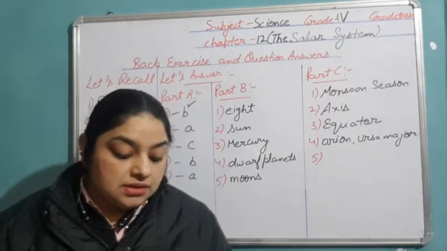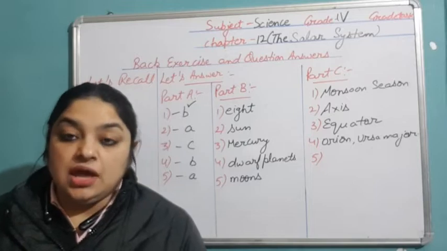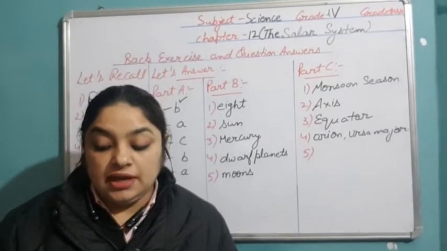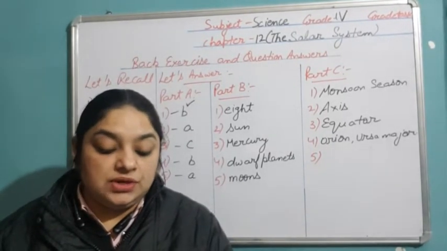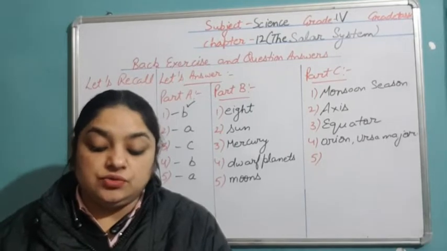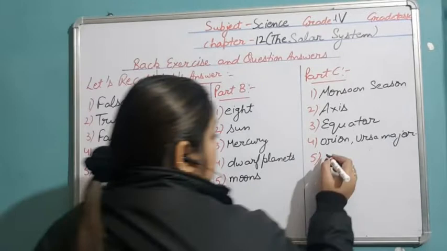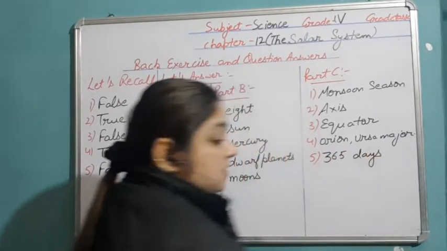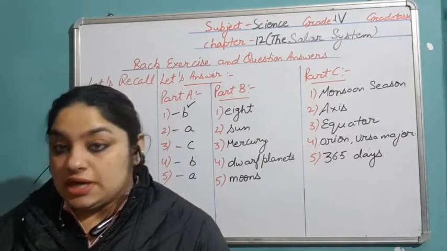Fifth is number of days that Earth takes to complete one revolution. Earth completes one revolution in 365 days and 6 hours. But here in the question, they have asked only the number of days that the Earth takes to complete the revolution. So answer is 365 days. So this was back exercise. After this, part D is your question answers.